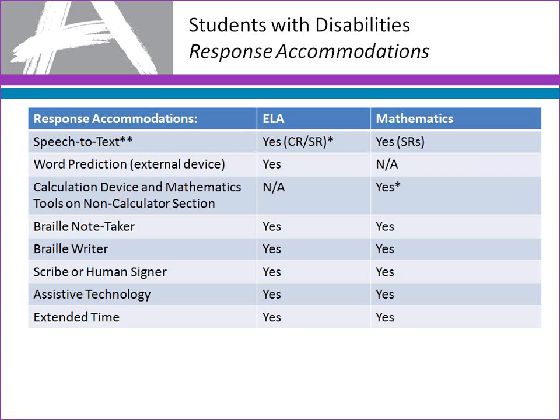Okay. Response accommodations, and we actually added the extended time one onto this slide. So response accommodations, speech to text. So here's where it gets a little more complicated. There's a speech to text accommodation for the constructive response items. And it's a little bit different for constructive response and selected response. A scribe or human signer, well, we're going to get to them. So there's a couple of things.